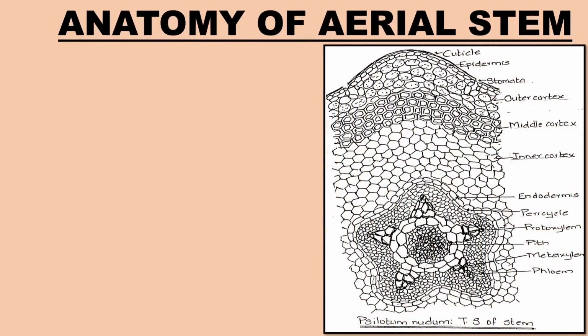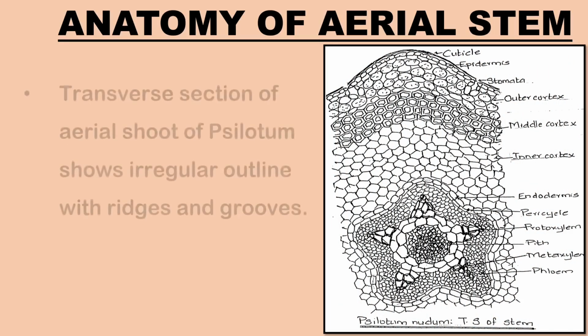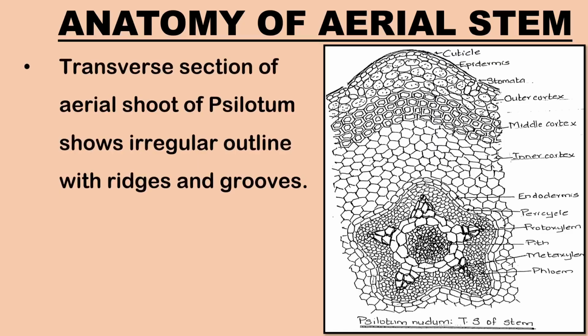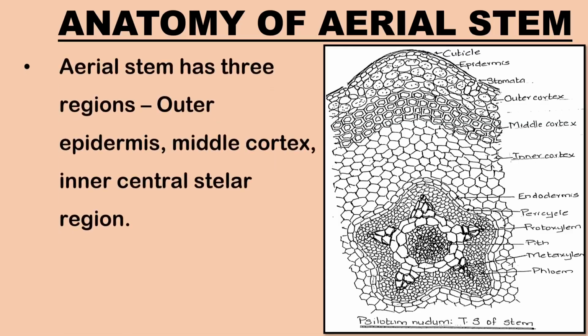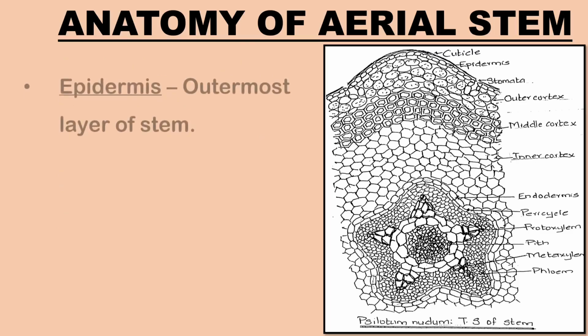Next, let us learn about the anatomy of aerial stem of Psilotum. A transverse section of the aerial shoot of Psilotum shows irregular outline due to the presence of ridges and grooves. It has 3 regions: outer epidermis, middle cortex, and an inner stellar region.